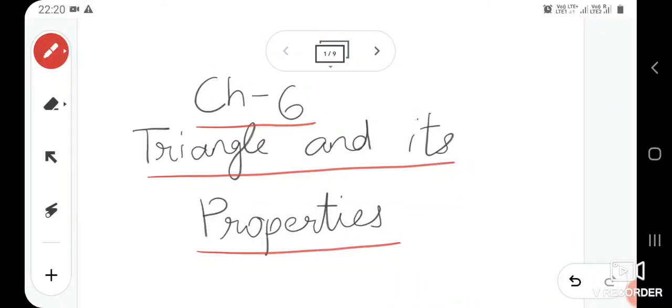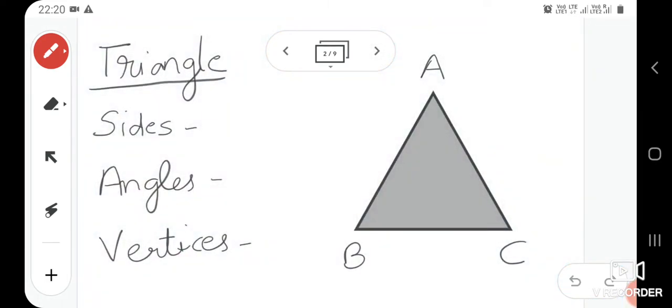Dear students, we are going to start the next chapter, chapter 6, triangle and its properties. In this chapter, you will learn about triangles and some properties of triangles. Here you can see a triangle ABC.